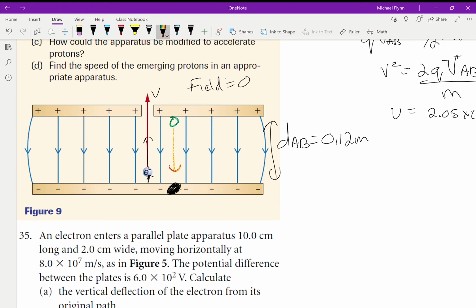So yeah, you could fire protons. In other words, the nucleus of a hydrogen atom. Just strip its electron away, you've got a proton. And you could fire protons through the hole. And then, of course, it'd be the same thing. Now it says find the speed of the emerging protons.